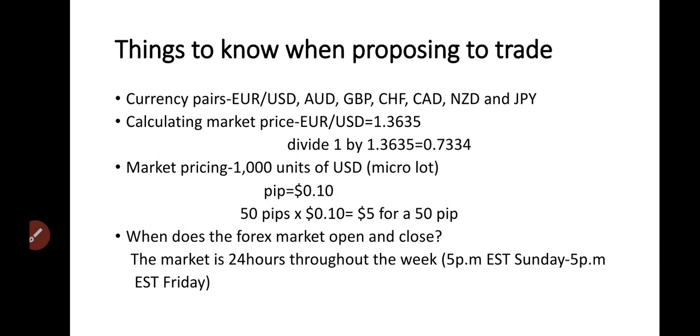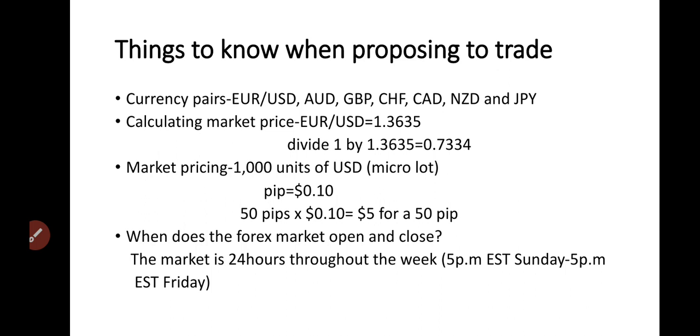And if you bought 10,000 units, which is a mini lot, then each pip is worth $1. So your profit ends up being $50. If you bought 100,000 units, called standard lots, each pip is worth $10. So your profit is $500. Therefore, in forex, how much each pip is worth is called pip value. That is what it is called.